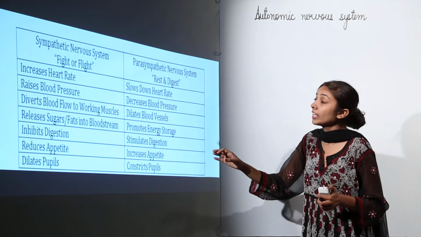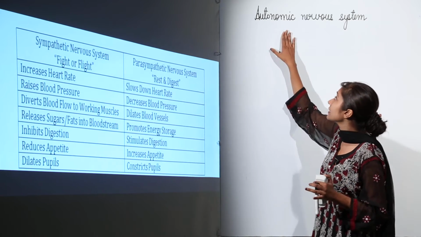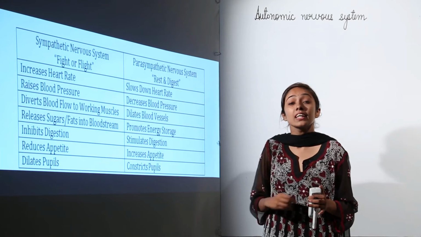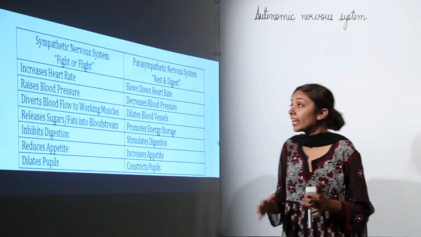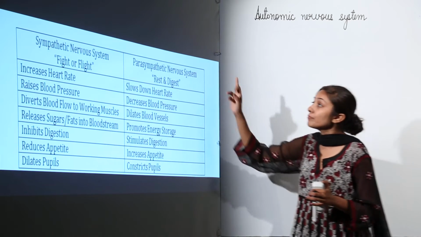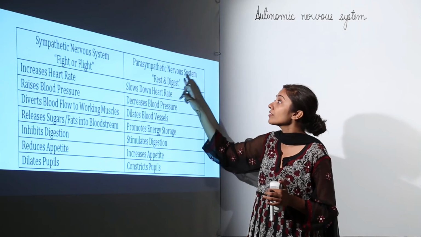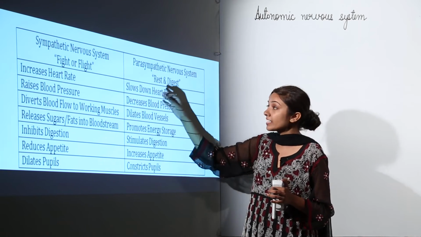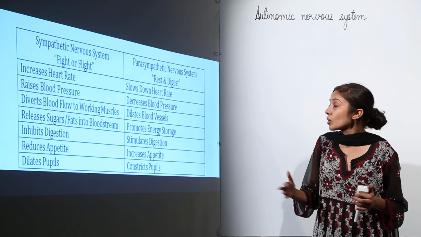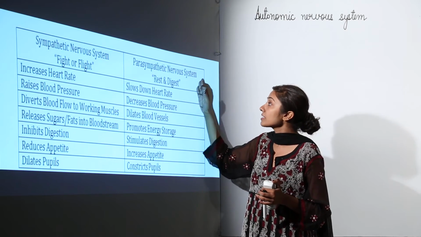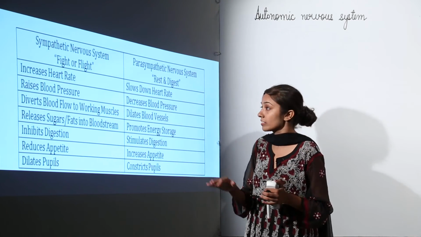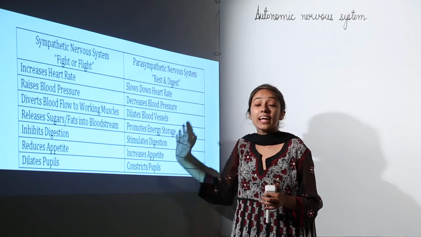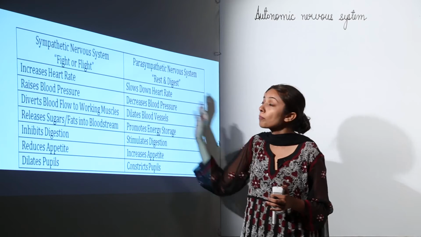So as a whole, just remember that the autonomic nervous system is that part of the nervous system which deals with basically involuntary activities. It is divided into two parts. We have the sympathetic nervous system and the parasympathetic nervous system. The sympathetic nervous system acts during emergency situations, while the parasympathetic nervous system acts during resting situations, right. So these effects are antagonistic. They are quite opposite to each other.